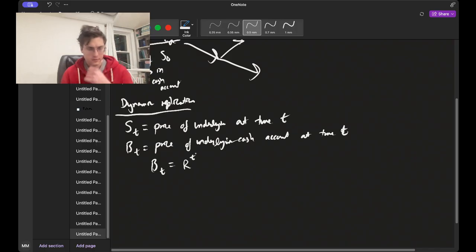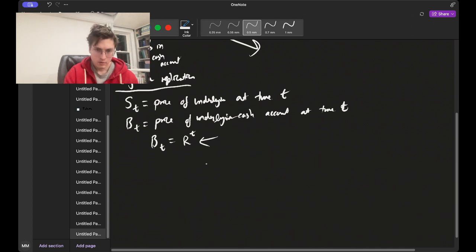So because of discounting, money that you put into the cash account is worth more in one period. And if you want to borrow, then it also costs more to borrow. So the cash account will cost more. The dollars today will be worth less tomorrow, which is why the price of this cash account keeps going up. Hopefully that makes sense.